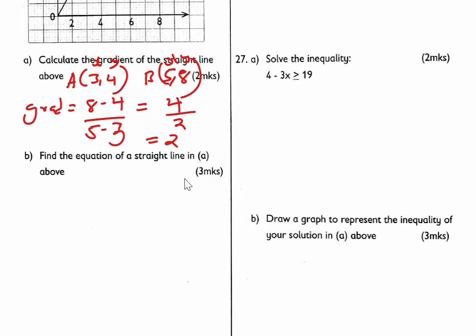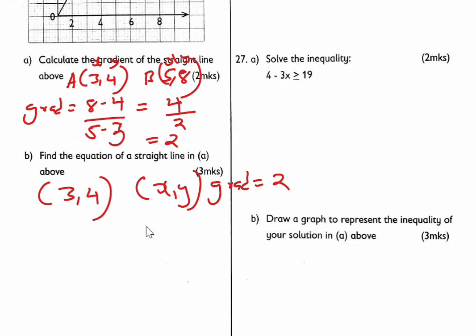Part B. Find the equation of the straight line in A above. To find the equation, we pick any of the points. You can pick point A or B. So I'm going to pick A. It is (3, 4). Then we pick another point, which is unknown, X and Y. And remember, the gradient is equal to 2.